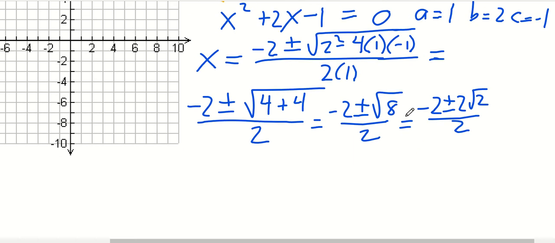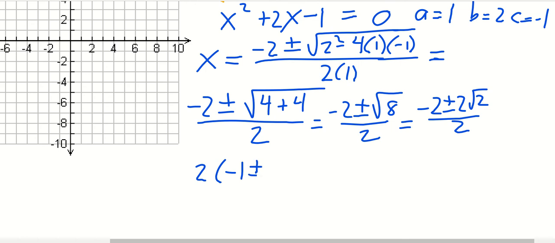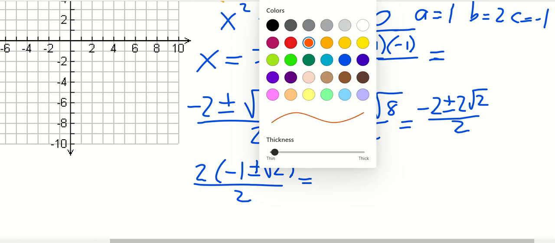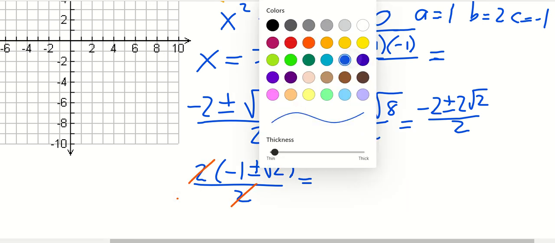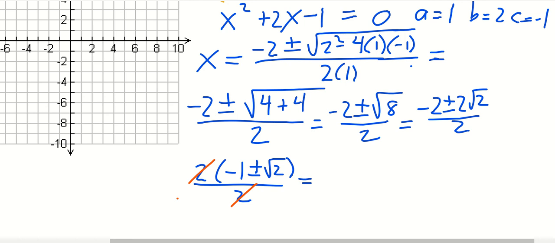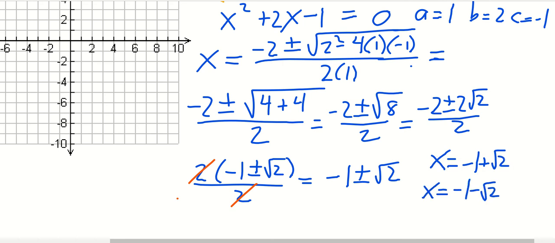And now lastly, there's a common factor of 2 in the numerator you can factor out. We get -1 plus or minus the square root of 2, all divided by 2. And we can cancel that common factor of 2. So this cancels with this, and we get our 2 x-intercepts. They are x equals -1 plus the square root of 2, and x equals -1 minus the square root of 2.